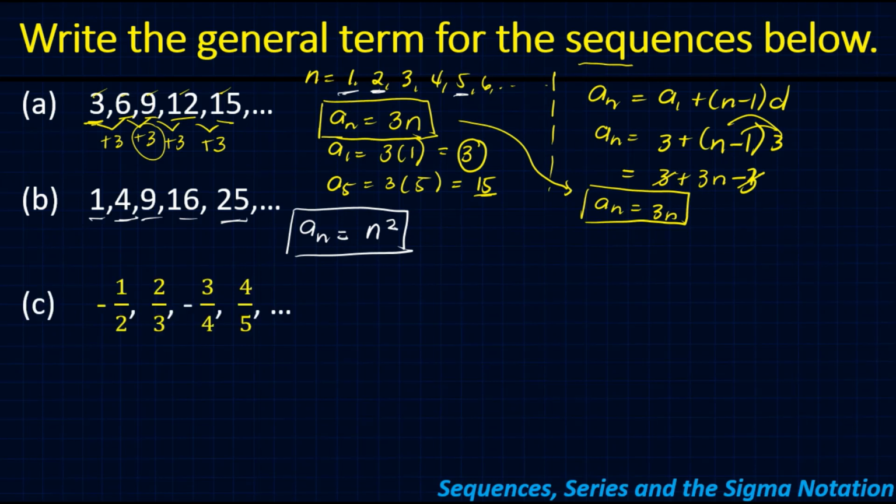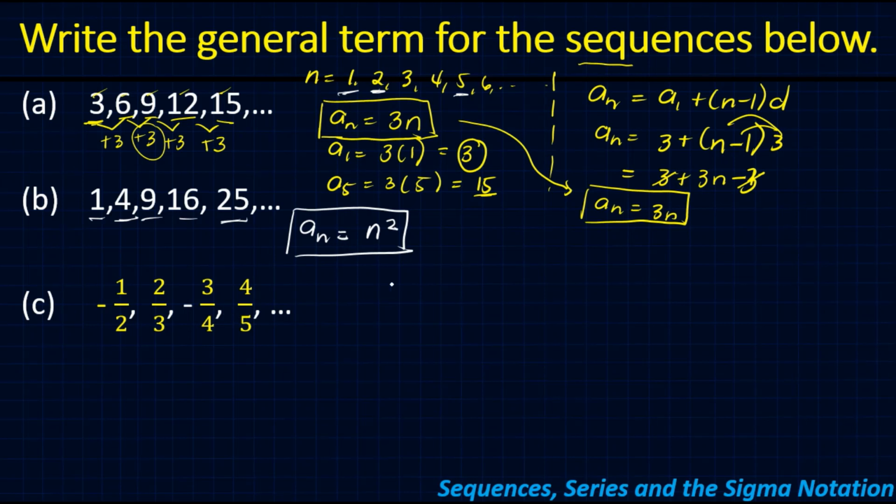Next, letter C. Okay, medyo komplikado ito, kasi meron tayong fractions. If we have negative 1/2, then 2/3, negative 3/4, then followed by 4/5. What can you say about the signs? Okay, doon sa signs natin ay alternate. Nagsimula tayo kay negative, then meron na rin tayong positive, then negative, then positive.